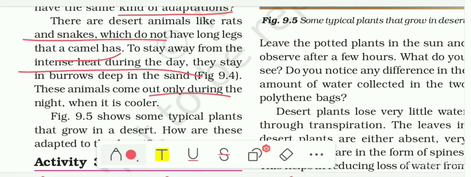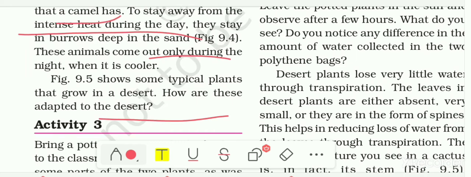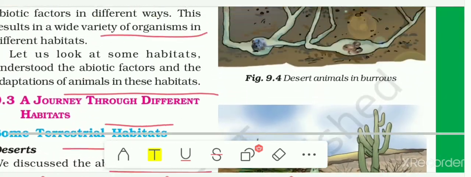Here in figure 9.5, it shows some typical plants that grow in a desert. So now let me see how these plants adapted to the desert environment. Here it is shown to you.